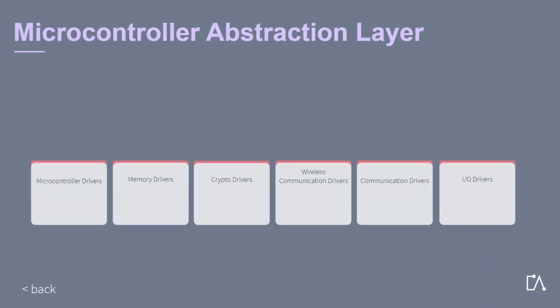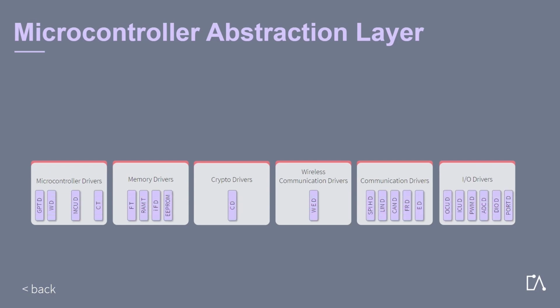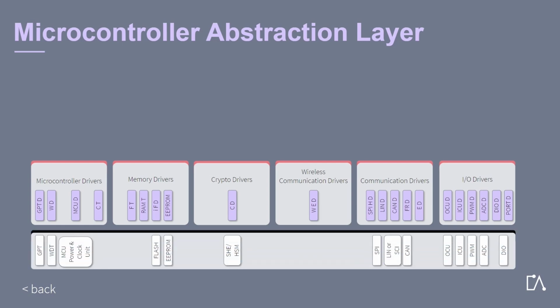The microcontroller abstraction layer is divided into 6 model groups, which group software modules of similar type. In this case, the software modules are internal drivers. A driver is a software module with direct access to peripherals. The internal peripheral devices are shown in the hardware layer. The module group microcontroller drivers consists of drivers for internal peripherals, like the general-purpose timer and the watchdog, as well as functions with direct microcontroller access, like the core test.